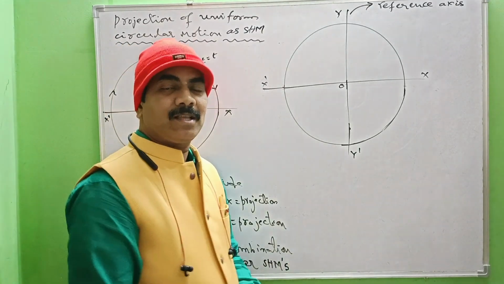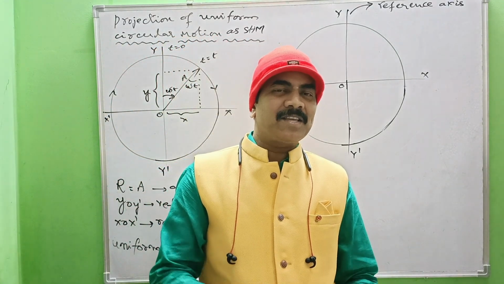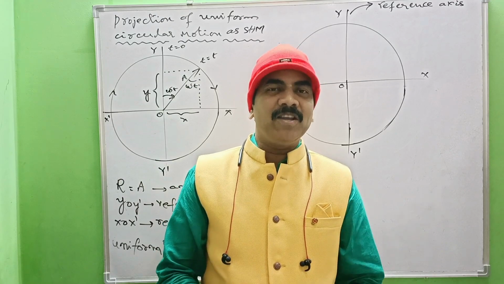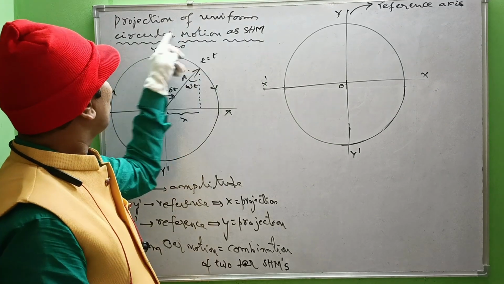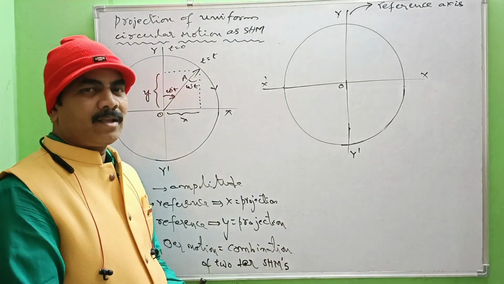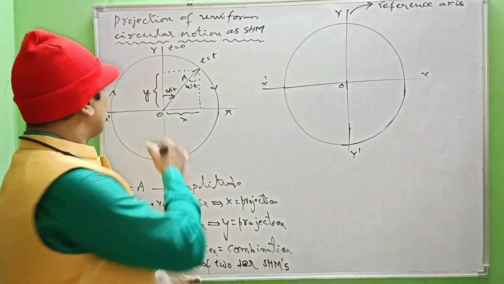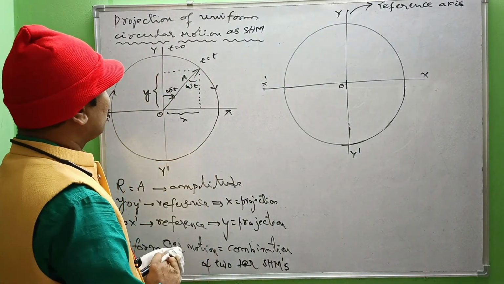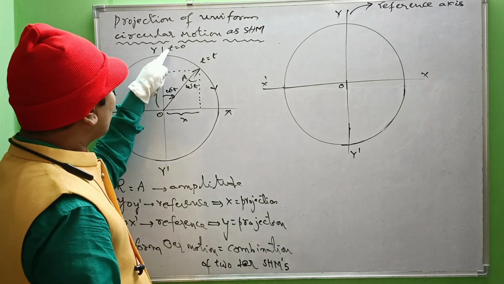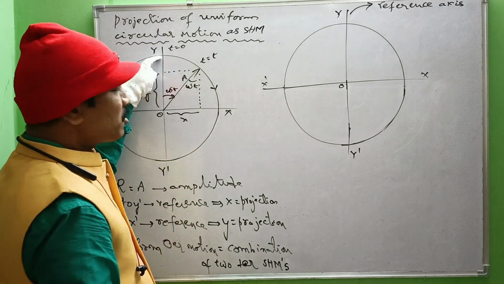Constant speed in the sense that when the speed of a particle in a circular path is constant, then that is said to be uniform circular motion. So, see here, projection of uniform circular motion as simple harmonic in nature. Suppose the particle is moving in a circular path in clockwise sense as an example. At t equal to 0, this is the position of the particle.